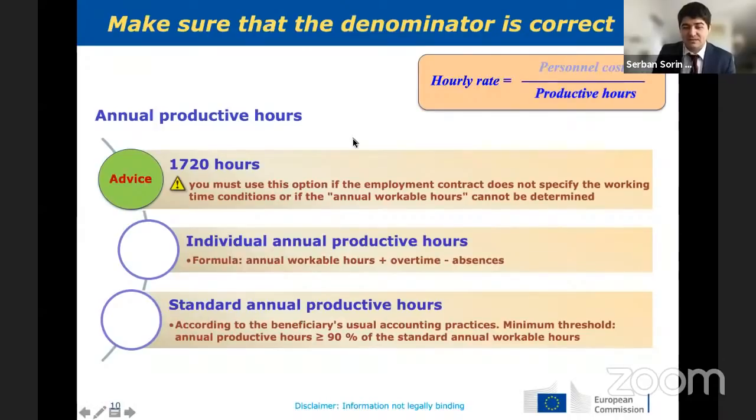As I was saying, one of the main errors that we find in audits is linked to annual productive hours. The advice obviously is to use, again, 1,720 hours, especially if the employment contract does not specify the time conditions or if the annual workable hours cannot be determined. The notion of annual workable hours is explained in the annotated grant agreement, but obviously this is the safest option from an audit point of view. We also see it in audits. As soon as we have option 1, it goes smoother. There are obviously fewer errors found in productive hours and the calculations, and hence fewer discussions about productive hours. So that is the lower part of the equation of the hourly rate.